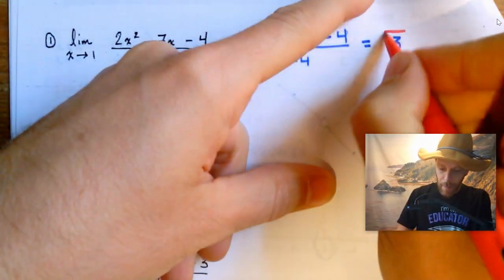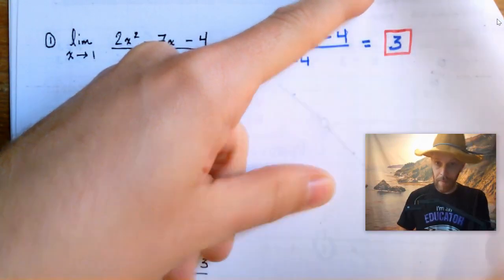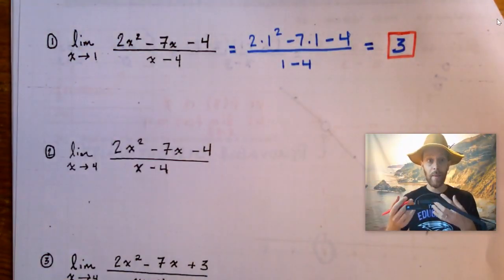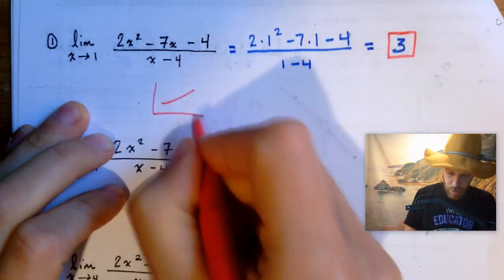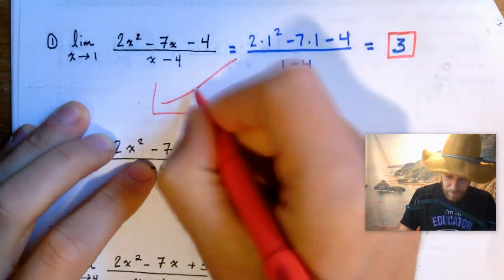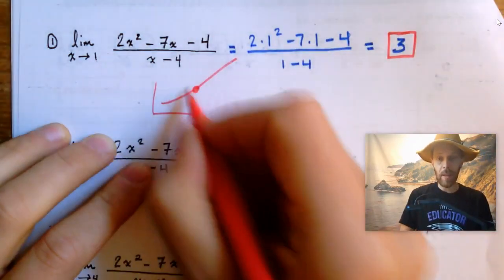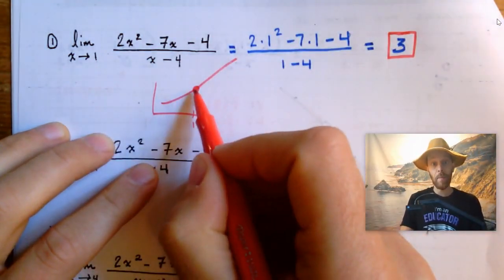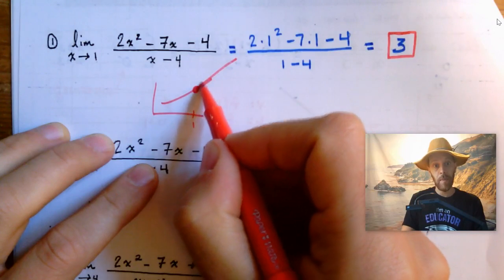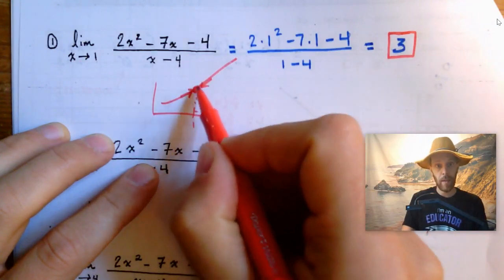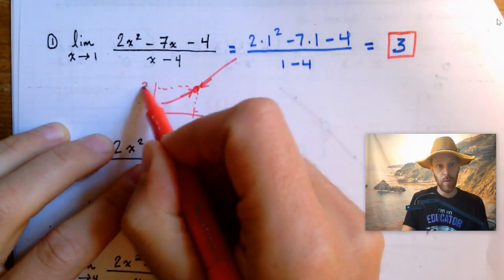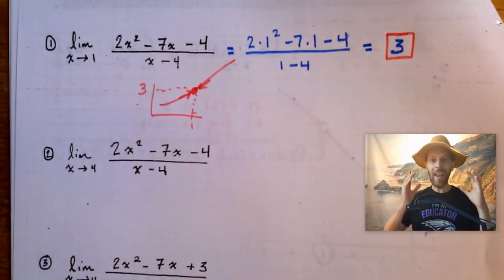If you can get a number to pop out, this means the value and the limit are identical at the point we're talking about. Here's 1. The value and the limit are exactly the same, or the point is the same as where they are approaching. They're both getting close to 3. And you're done.